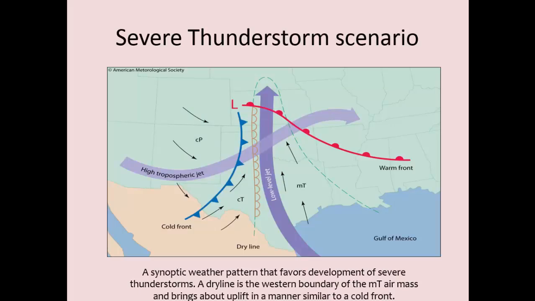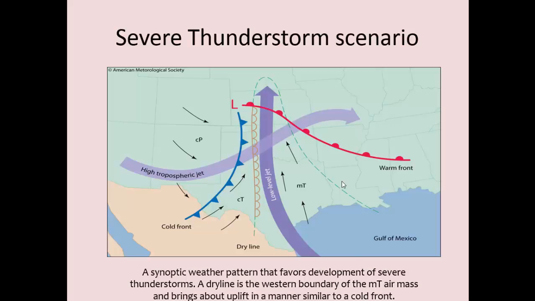Now, the severe thunderstorm scenario is portrayed by this surface analysis here, showing you a few things. Number one, we've got a cold front approaching. This is typically going to be continental polar air, dry, cold, dense air, moving into this maritime tropical air that's going to be quite moist.